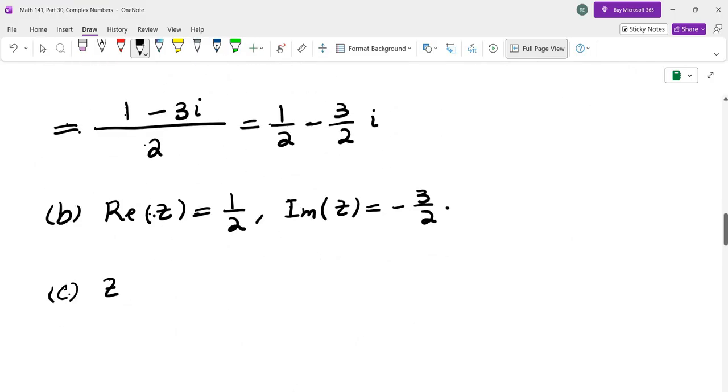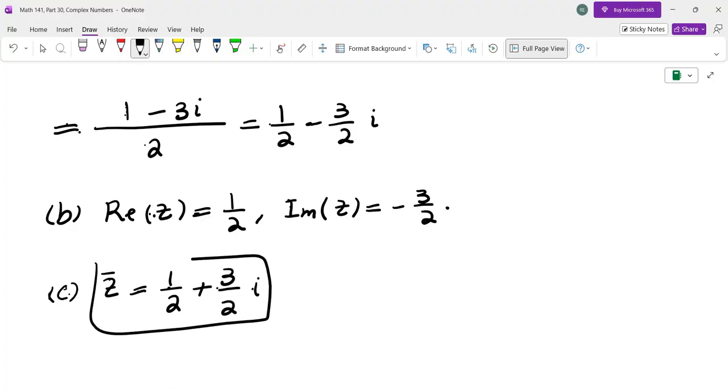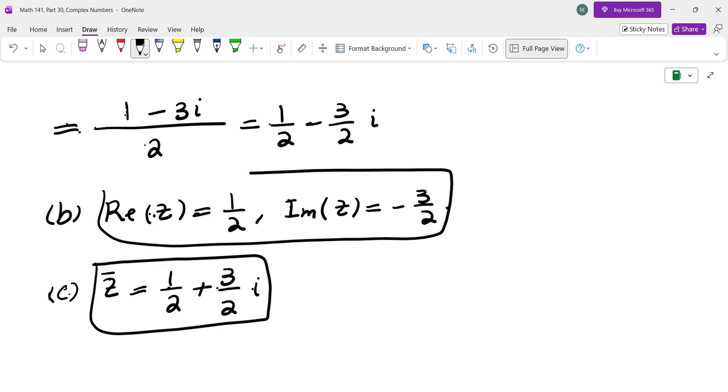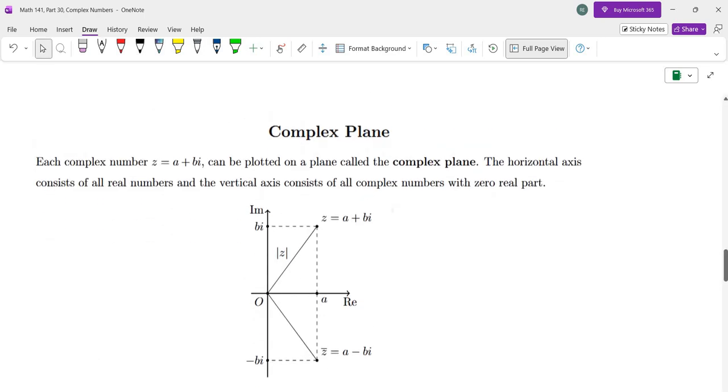The third part is write z bar in standard form. So what is the conjugate of this complex number? It is 1/2 plus 3/2 i. So the answers are these values that we found. Let's look at the next topic.